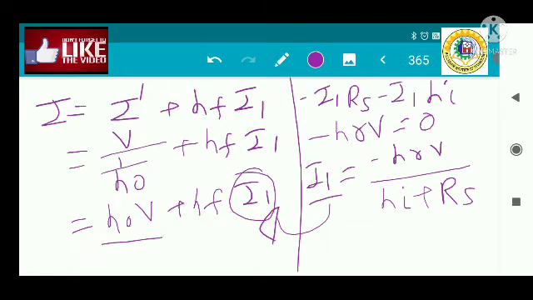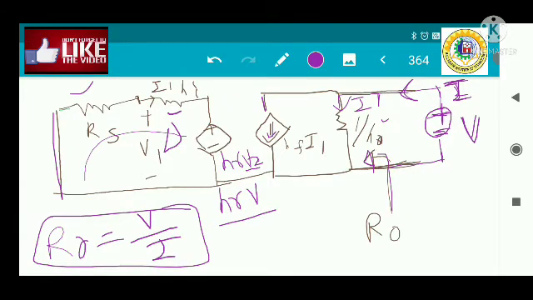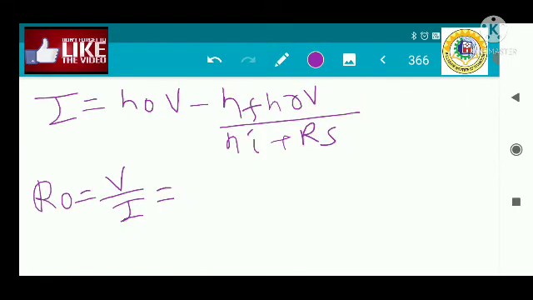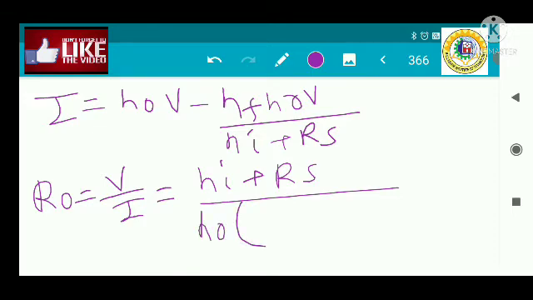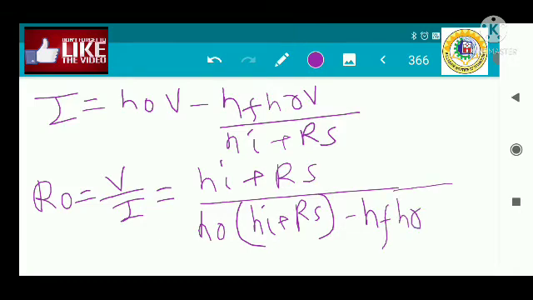So this is the procedure. We remove the load and connect an arbitrary voltage source, and whatever the value of current is flowing, voltage divided by current, that is your output resistance, looking back from this terminal. So it is Hi plus Rs divided by, after the simplification, H naught into Hi plus Rs minus Hf into Hr. Okay, so this is the value of the output resistance.